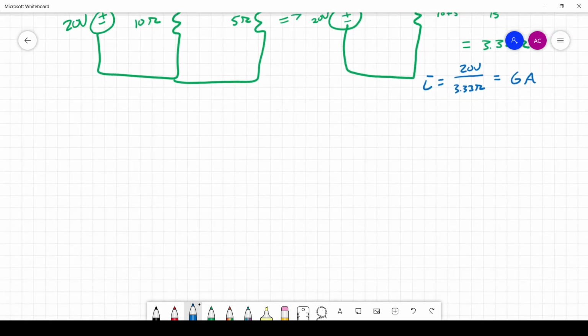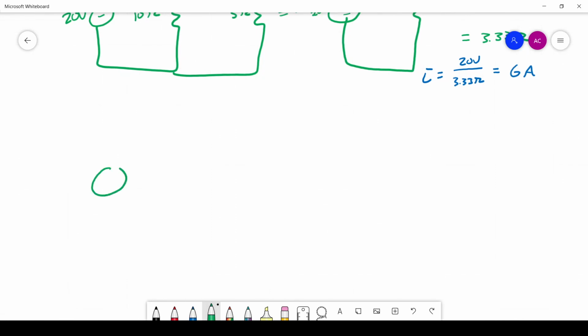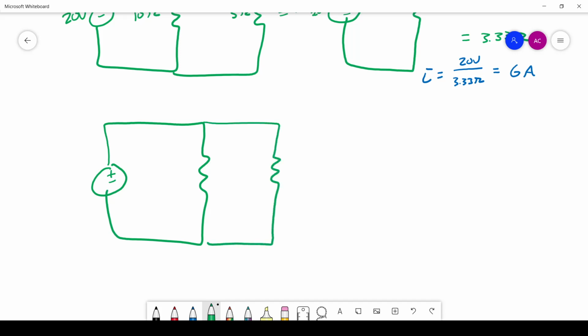So now we can rewrite this circuit down here. We have our 10 ohm resistor, a 5 ohm resistor, and a 20 volt source. And now we know that we have 6 amps. That's a terrible looking 6. We have 6 amps coming out of the source, and it's being split amongst these two. So we have I1 and I2.